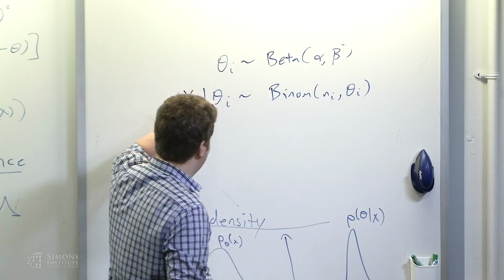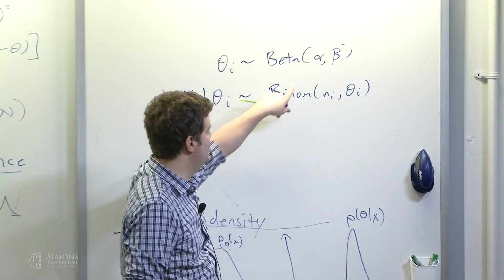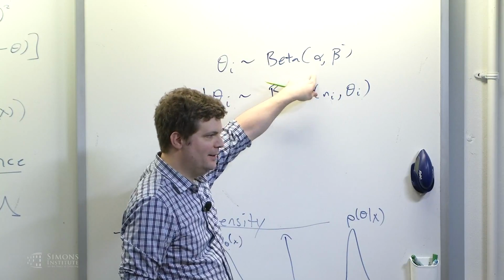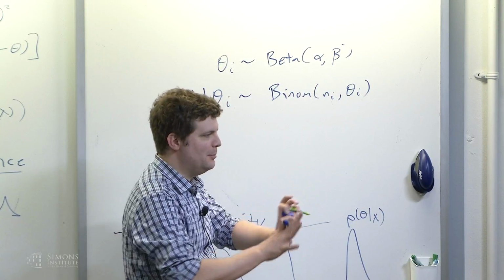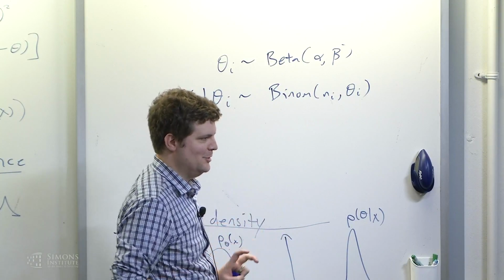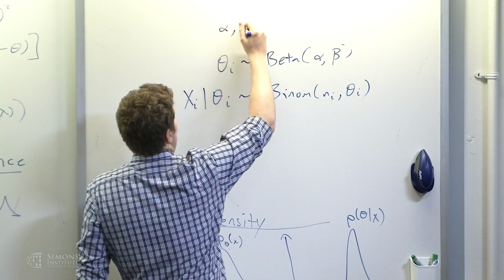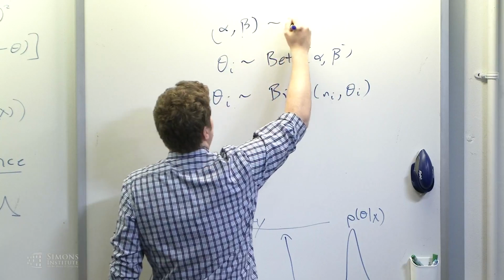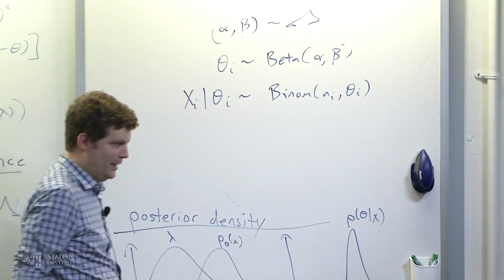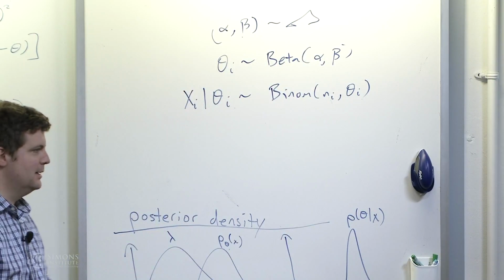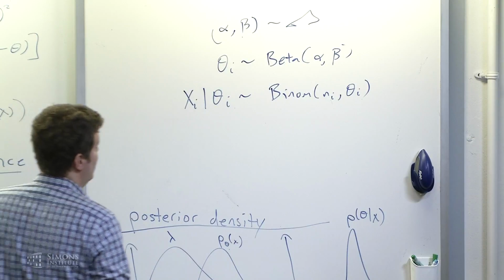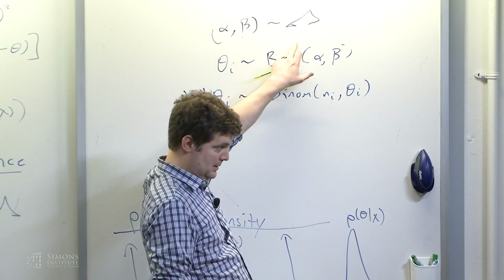But now that we actually have many baseball players, we have an opportunity to learn alpha and beta. So we could do this in a completely Bayesian, not empirical Bayesian framework, but just a hierarchical Bayesian framework. To say then also we'll say alpha and beta come from some distribution lambda. So now I have to specify lambda.